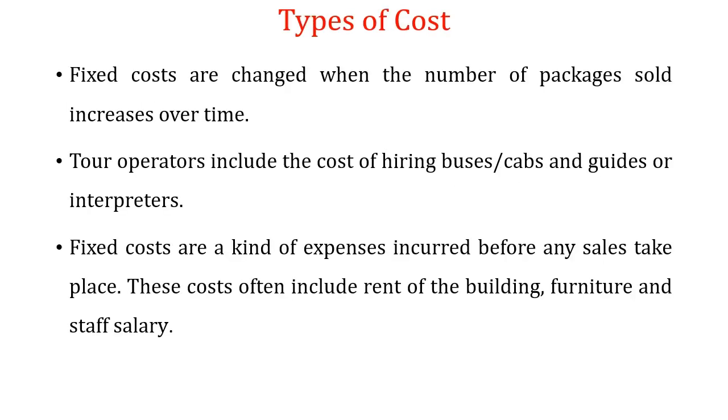Types of cost. As we are all aware, in economic terms there are two types of cost. One is called fixed cost, another is called variable cost. Fixed costs do not change when the number of packages sold increases over time. The tour operator includes the cost of hiring buses, cabs and a guide or interpreter. Fixed costs are a kind of expenses incurred before any sales take place. These costs often include rent of building, infrastructure, staff salary, and other expenditures.